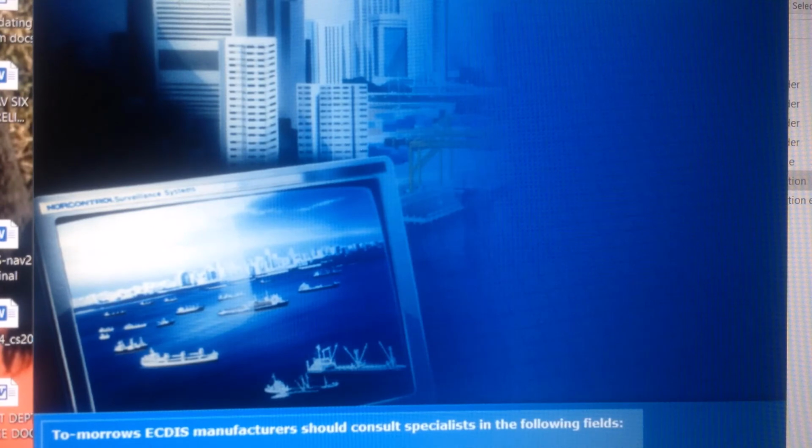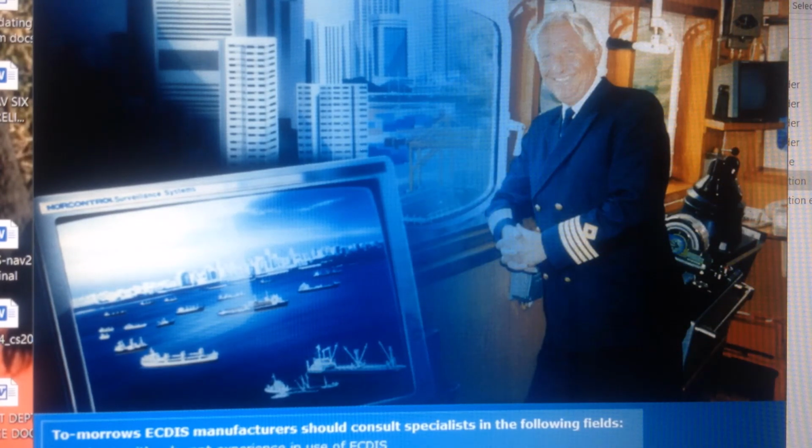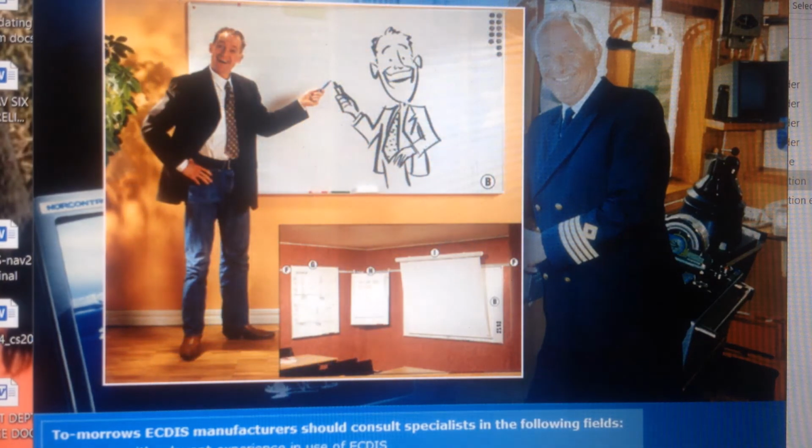Tomorrow's ECDIS manufacturers should consult specialists in the following fields: mariners with relevant experience in use of ECDIS. The mariners can tell the system design people what is need-to-have and nice-to-have. Human factor specialists. The human factor specialists have accumulated vast knowledge on presenting information and are experienced in testing how humans react to given information.